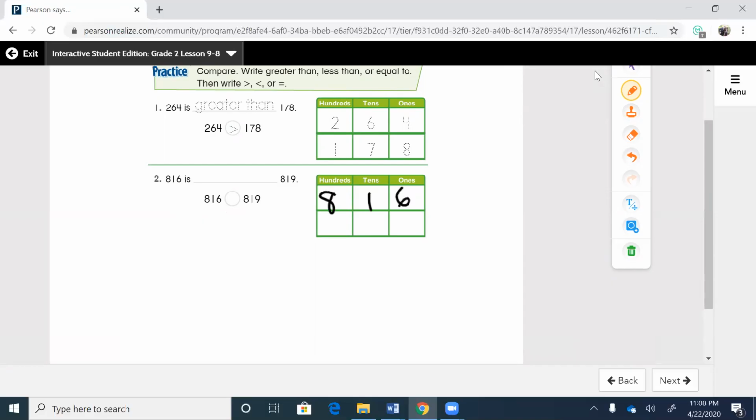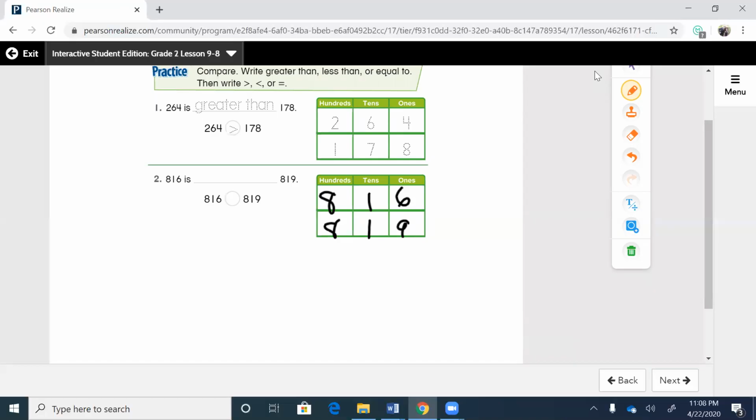816, 819. All right, let's get ready to compare. Let's look at the hundreds. They are both eights. They are the same. Let's look at the tens. They are both ones. They are the same. Let's look at the ones. They are different. 9 is bigger than 6. So that means that 819 is the bigger number.